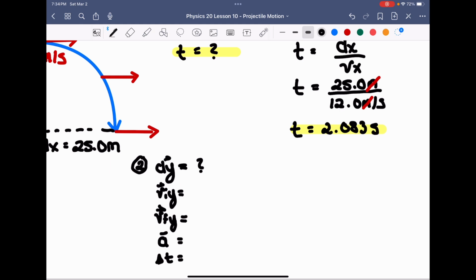Our VIY was 0 meters per second because it's thrown off horizontally. Our VFY, we actually don't know, and maybe we don't care about, so we're just going to ignore it. That's the variable we don't need. Acceleration is always going to be negative 9.81 meters per second squared because it's an object in free fall close to the Earth's surface. And then the time is 2.083 repeated, which we just truncated down to 2.083 seconds.